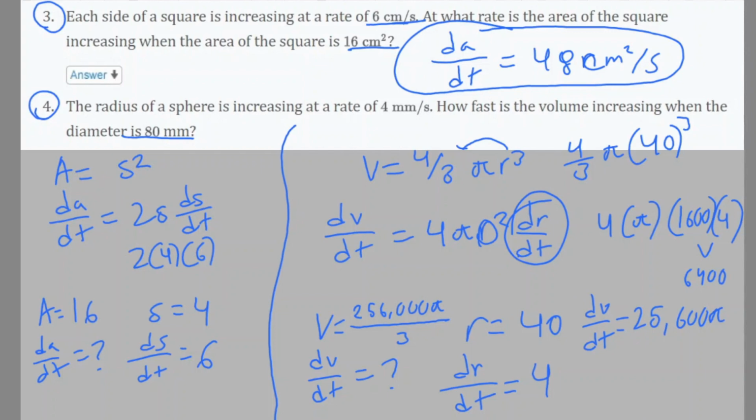So essentially, this is also 25,600 pi millimeters cubed per second because it's the volume, so we have it cubed. But essentially, 25,600 pi is the rate at which the volume is increasing when the diameter of the sphere is 80 millimeters, or the radius is 40 millimeters. This would be your final answer for number 4.